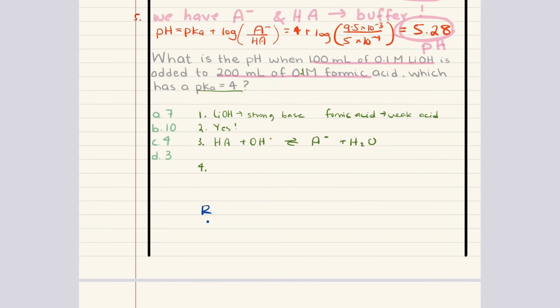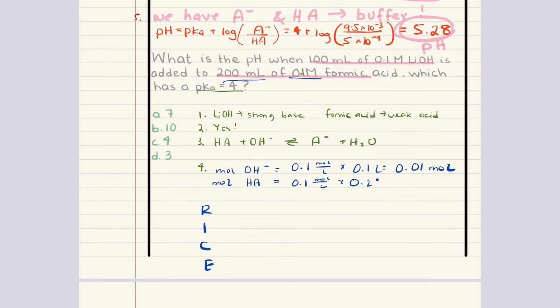Step 4, we want to set up the RICE table in moles. So the initial moles of hydroxide ions, we can calculate this by taking the molarity, 0.1 moles per liter, multiplied by the volume, 0.1 liters. This gives us 0.01 moles. What about the initial moles of the weak acid? We have the molarity, 0.1 moles per liter. We multiply that by the volume, 0.2 liters, to get 0.02 moles.